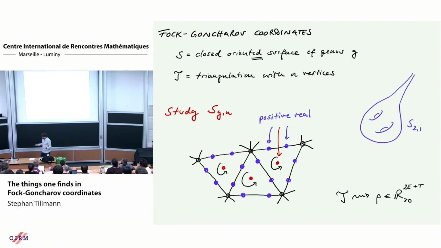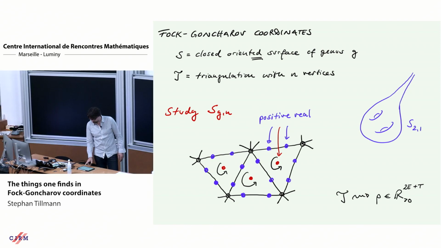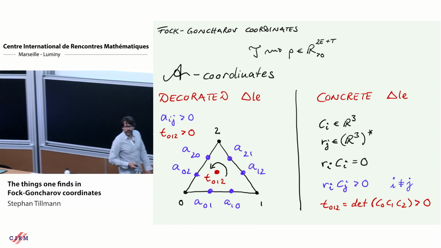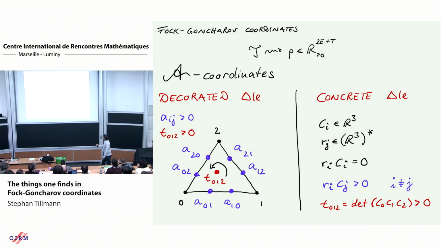And so you wonder, what can you do with this? I wanted to show you 2 different things you can do with this. One is called A coordinates, and the other is called X coordinates. So let's start with A coordinates, because they're the easier thing. So here's my decorated triangle that just has these numbers on it.